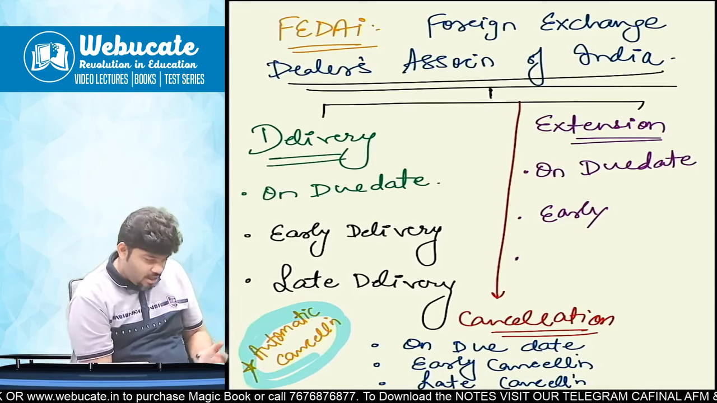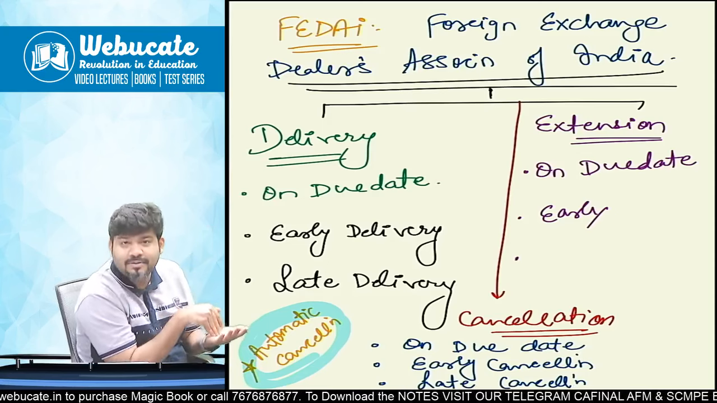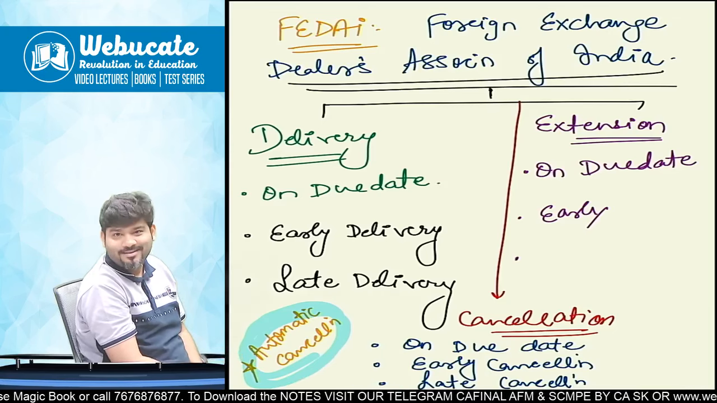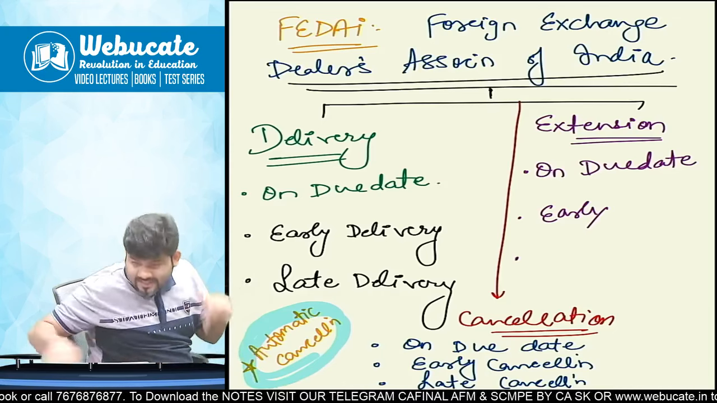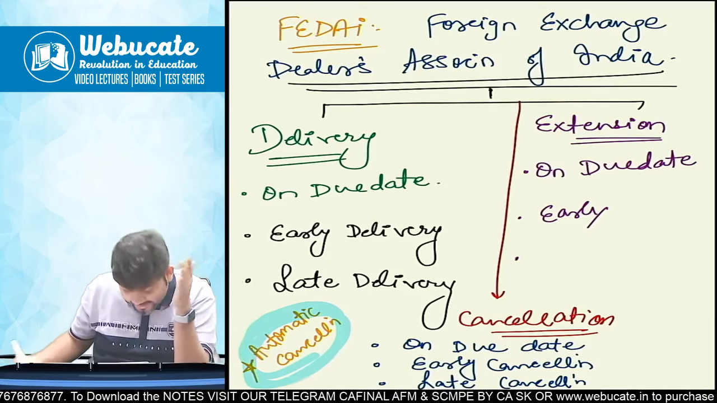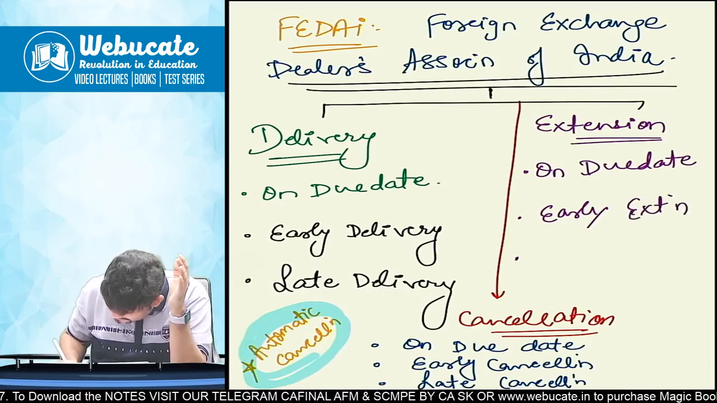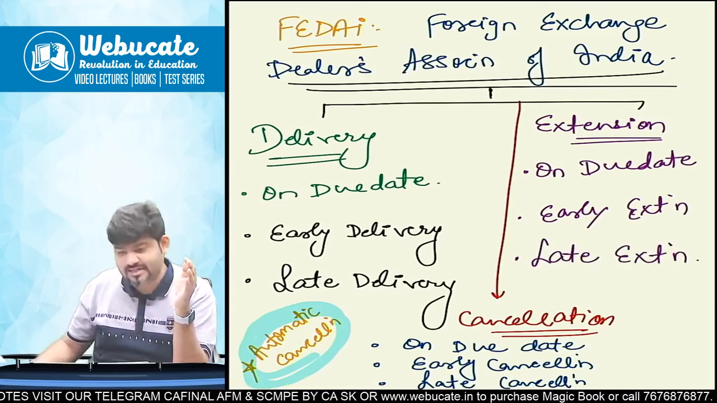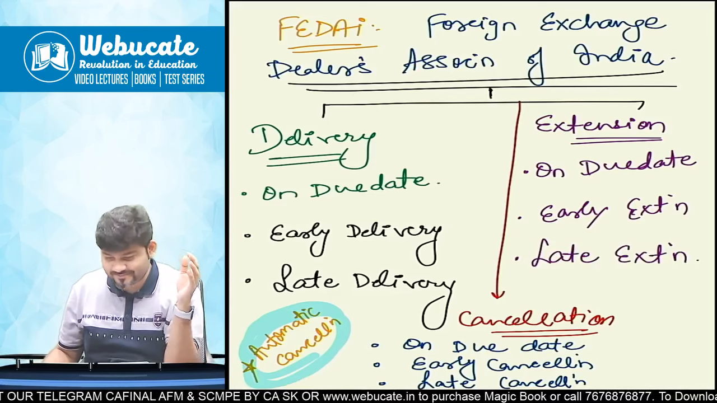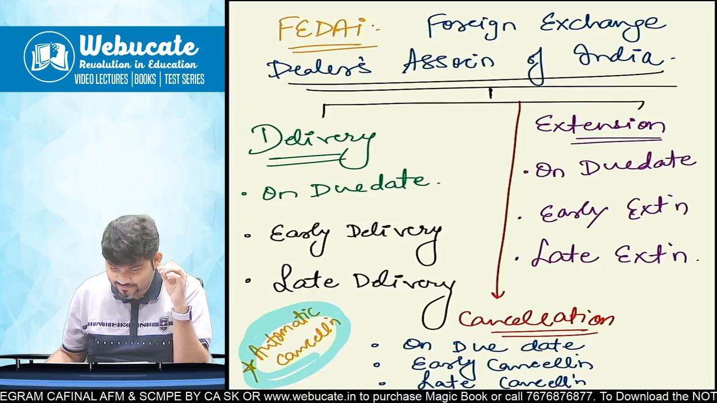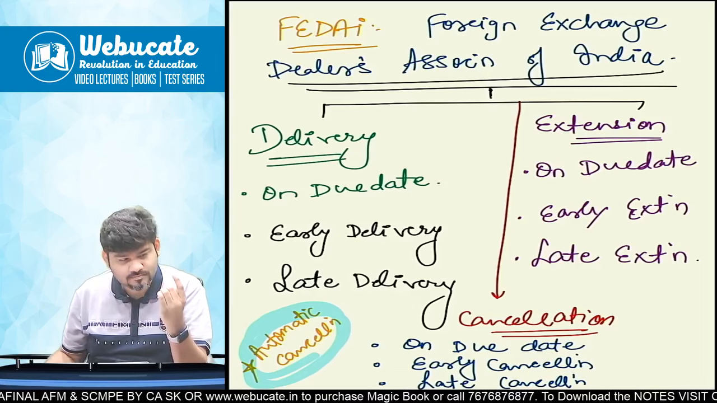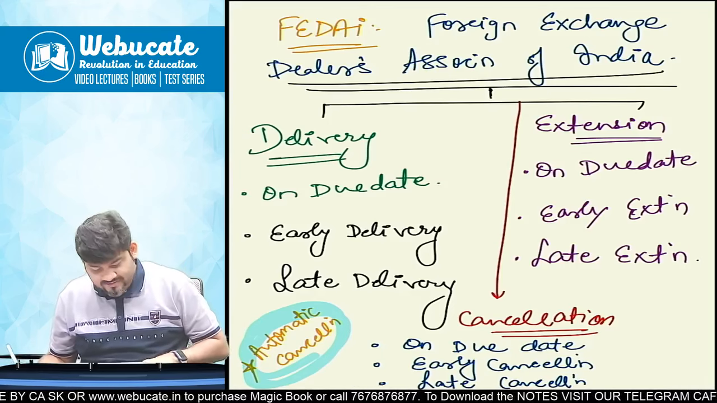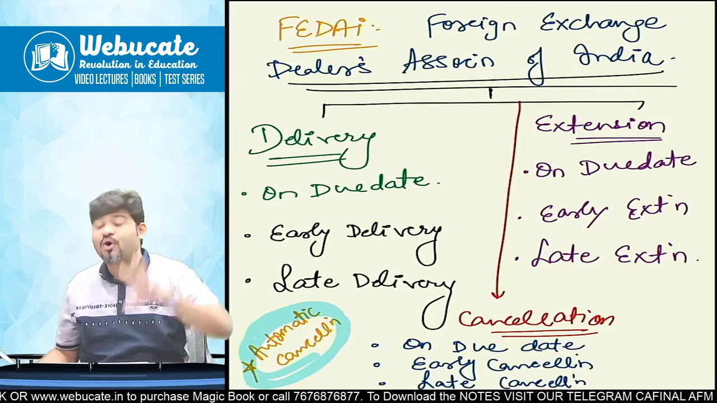Now, on the day the 3 months are getting completed, I may go to the bank and say I want to extend it for 2 months. That is extension on due date. If I come to know before that I want to extend, it is early extension. And then finally, there will be something called a late extension. Got it, guys? So, this is how FEDAI has developed the rules for all of this.